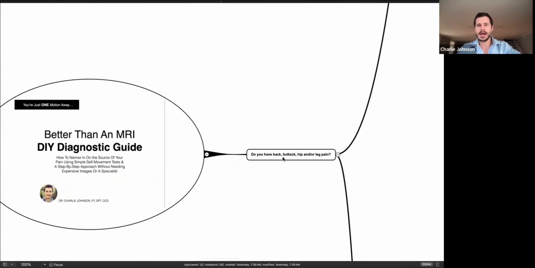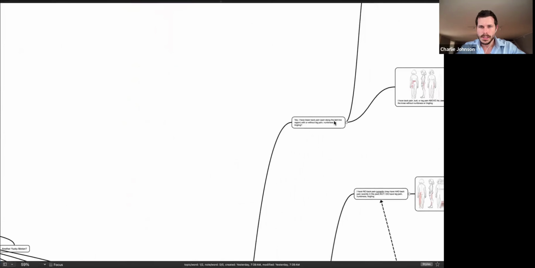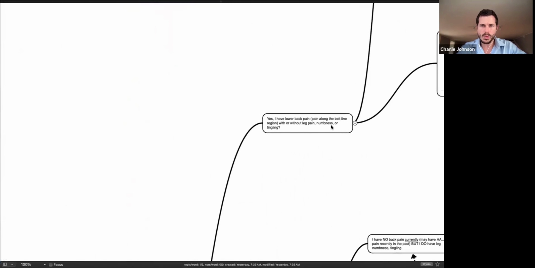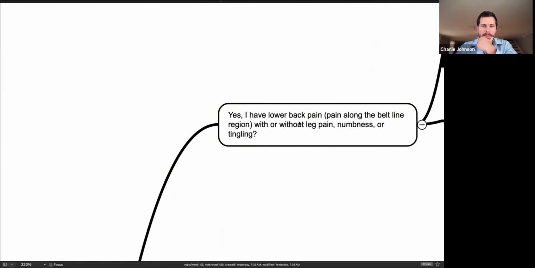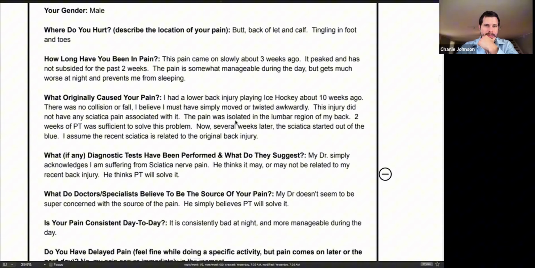Do you have back, buttock, hip, and or leg pain? He would say, yes, I do. And you go up here. So yes, I have lower back pain, pain along the belt line with or without leg pain, numbness, or tingling. Well, he did have lower back pain, but what did he say? Let's go back to that. What he said is, the pain was isolated in the lumbar region of my back. Two weeks of PT resolved it. Now, several weeks later, the sciatica started out of the blue. So he no longer has back pain.